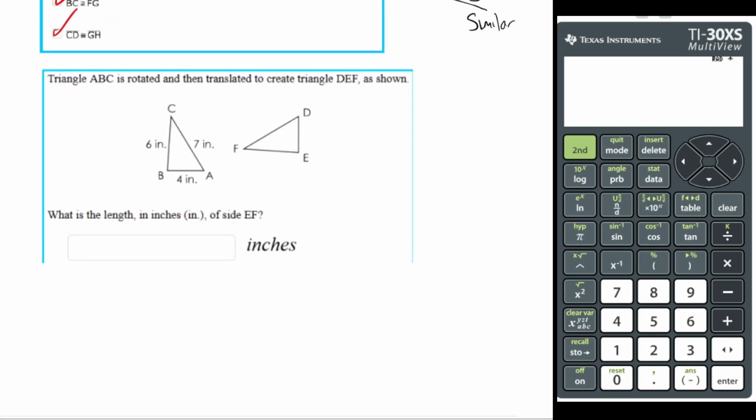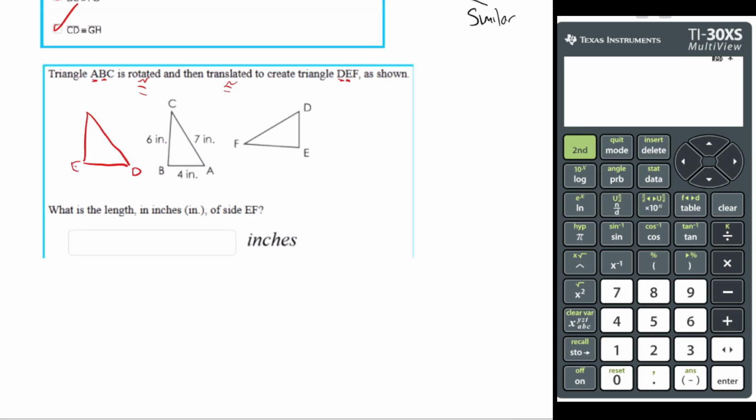Triangle ABC is rotated and then translated to create triangle DEF as shown. Rotated and translated. Congruent, congruent. That means your side lengths are not changing. So we're going to do the same thing we did last time. We're going to recreate the original shape. So A is our first one. So A becomes D. B becomes E because it is our second one. And C becomes F. And because these are congruent, the measures stay the same.